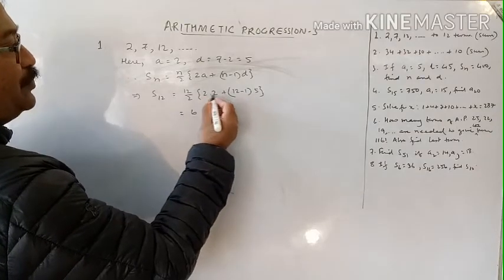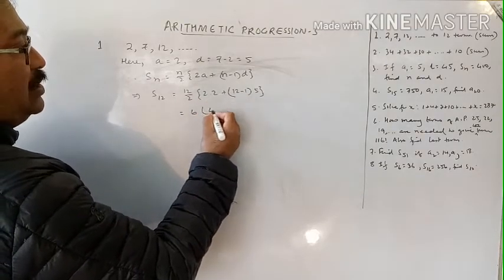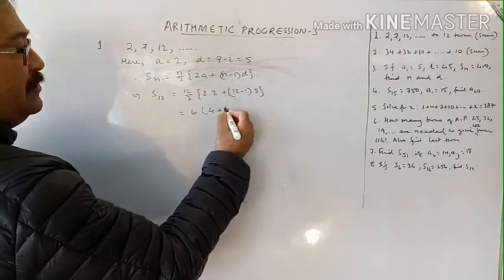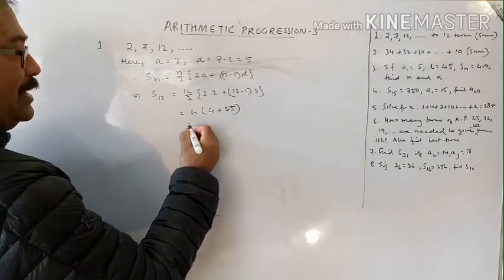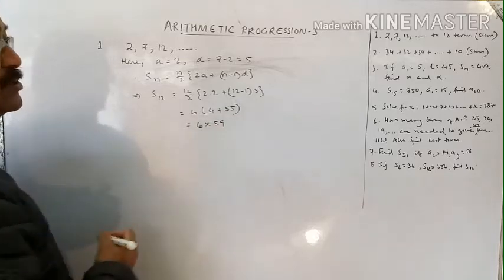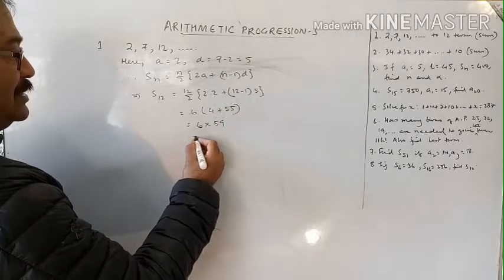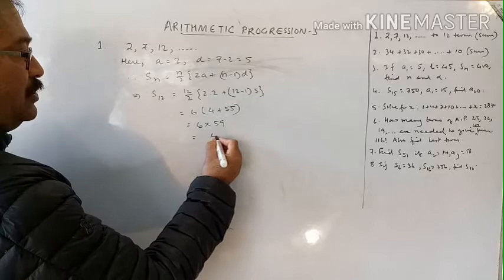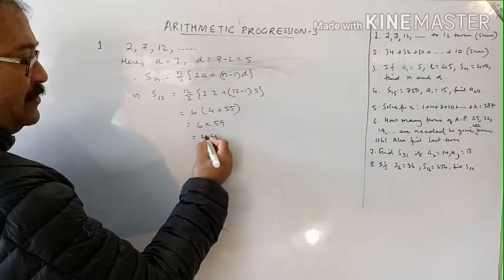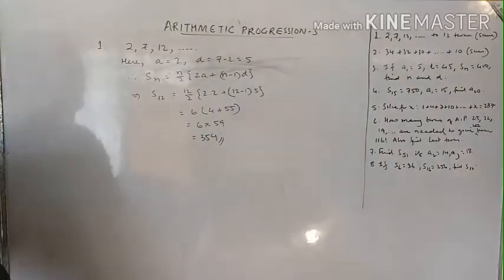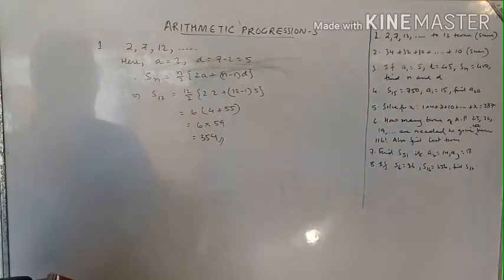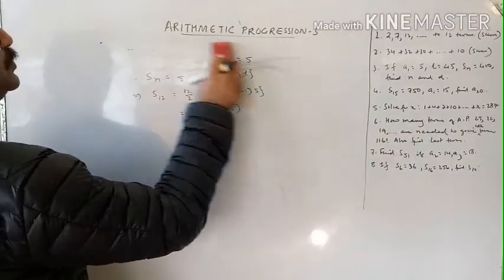So this is 6 into 2 into 2, which is 4, plus 12 minus 1 is 11. 11 times 5 is 55. That is 6 into 59, because 55 plus 4 is 59. So multiply by 6. 6 times 9 is 54, 5 carry over, 6 times 5 is 30, plus 5 is 35. So 354 is the sum of 12 terms. Now let's take the next question.